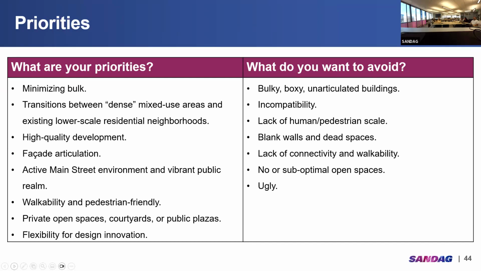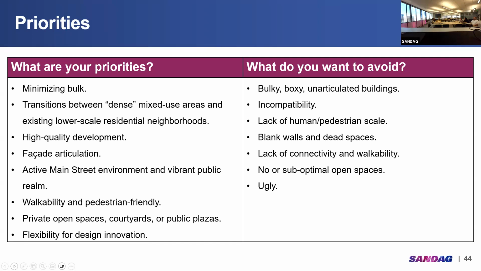So again, with an emphasis on priorities, it can be helpful just to take stock, given the feedback. What are your priorities? What we hear is really this list on the left side: goals of minimizing bulk, addressing transitions between density and less dense or more historic communities, really a focus on high quality development, articulation, active and vibrant spaces and places, walkability, open space, and then finally flexibility. Those are often the priorities, but just honing in on that and then keep coming back to that so you can narrow, just ensure that the standards are in fact achieving goals that you've set forth as priorities.